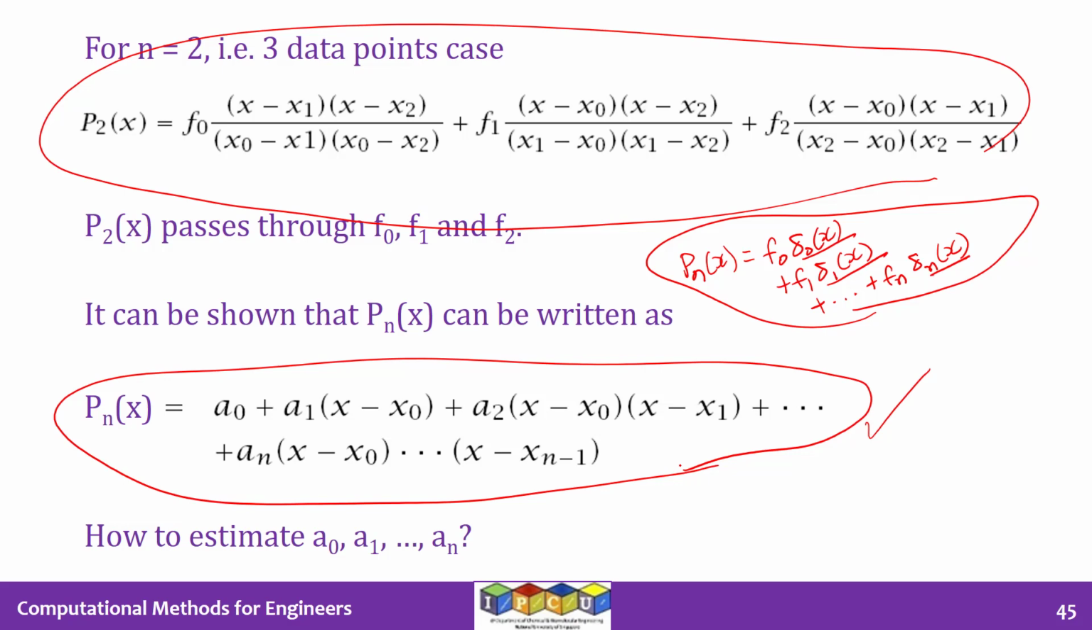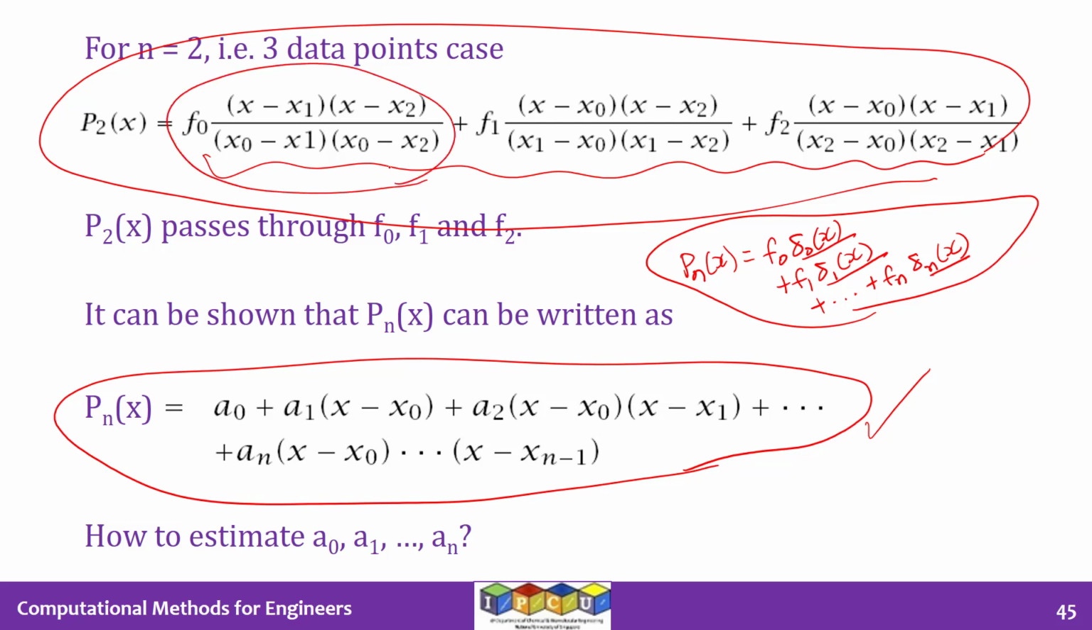We defined something called a Lagrange polynomial that takes this particular structure, where each term is of the order of n in general. Each term is an nth order polynomial, and you add n plus 1 of those polynomials, and the result will also be an nth order polynomial. The nth order polynomial can also be written as something like this: Pn of x is equal to a naught plus a1 x plus all the way to an x to the power of n. This is also a polynomial of order n.